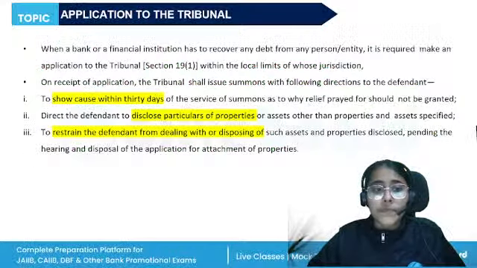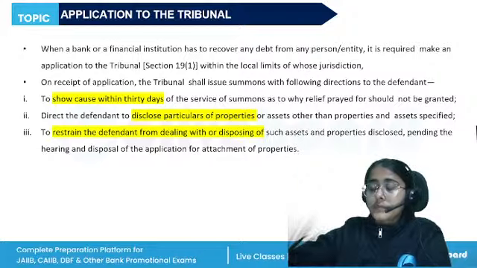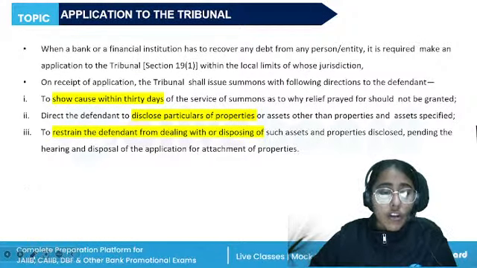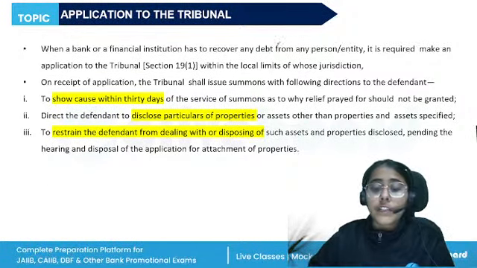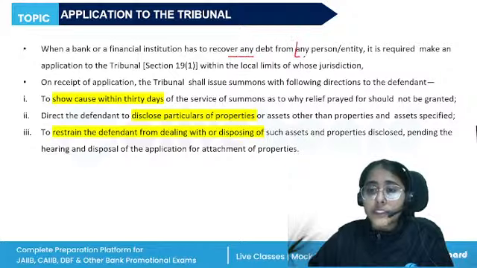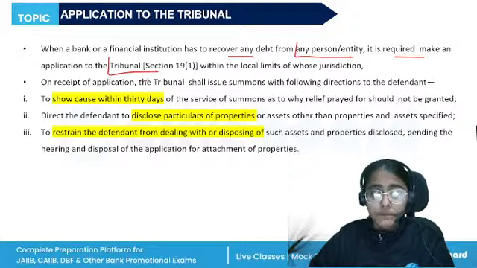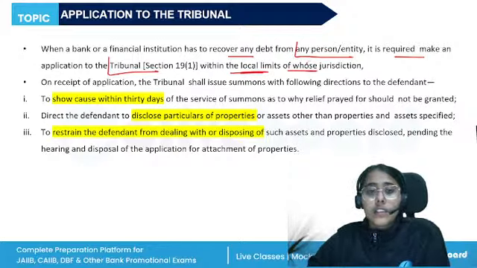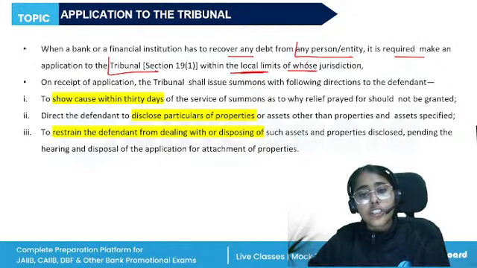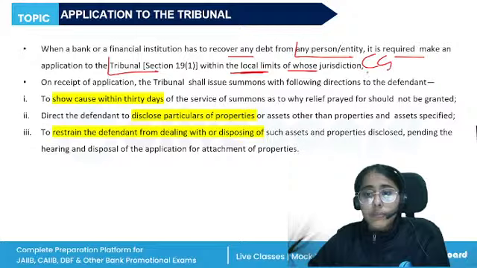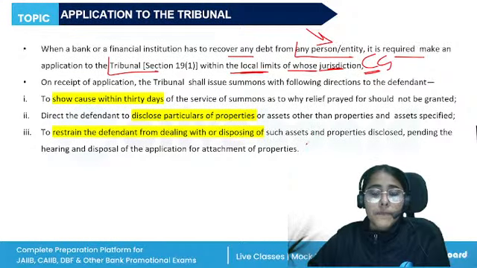So let us start. First, we have the application. When a bank or a financial institution has to recover any debt from any person or entity, they have to make an application to the tribunal within whose local limits the tribunal or the institution is working. Every tribunal's local limits or jurisdiction is decided by the central government. Accordingly, the financial institution or the bank has to file the application with the DRT, right?